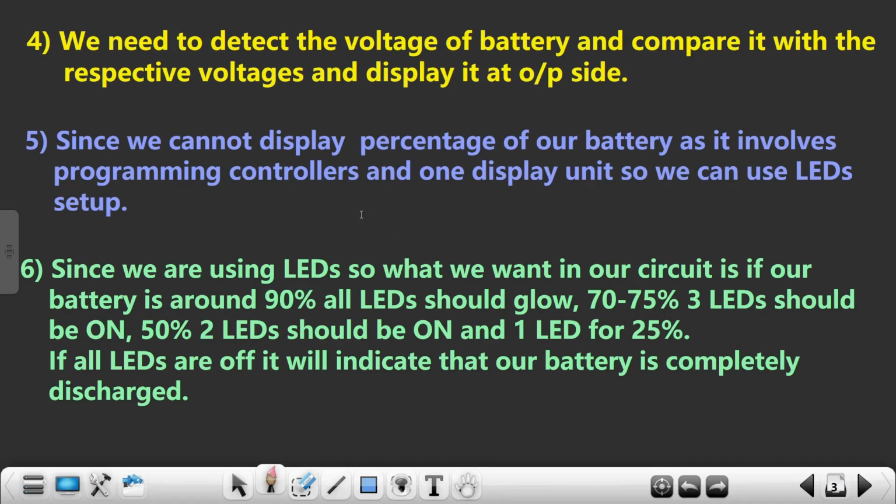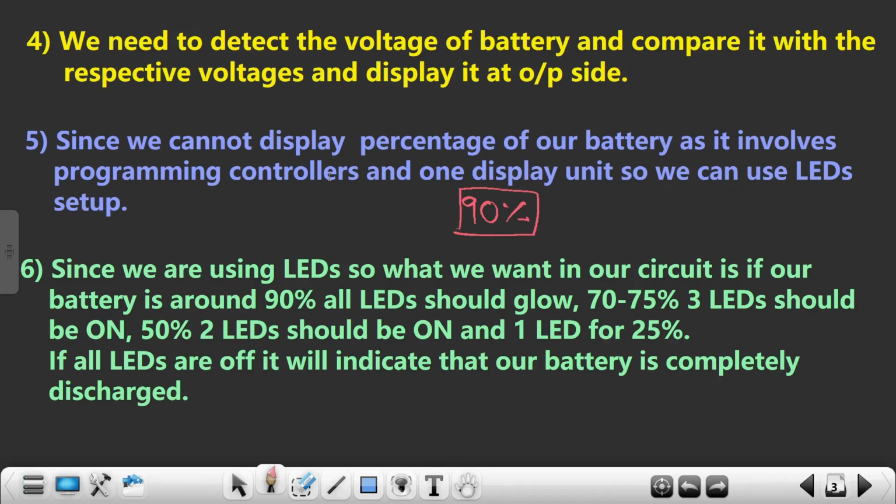And since we cannot display the percentage of our battery, as it involves programming controllers and a display unit, if I want to display that a 9 volt battery is 90% charged, I cannot show this 90% at the output side. Why? Because to show it, I will require a display unit, that is an LCD, and LCDs have hex codes. To match those hex codes we need controllers, and with controllers programming is involved, so we would be dealing with C language and all.